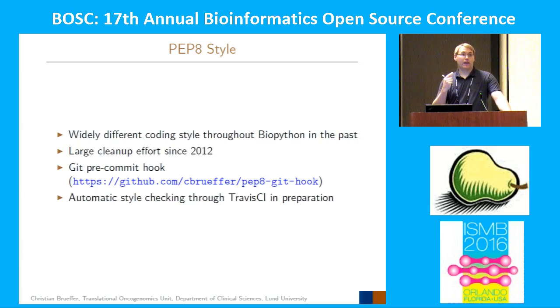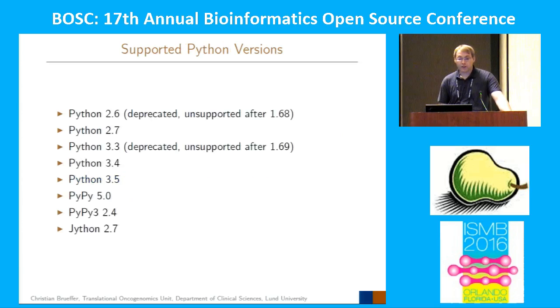We tried to introduce a pre-commit Git hook to check for new violations, which had the problem that everyone who actually commits has to install it locally. So if you don't opt in, then no one uses it. So we try to automate the style checking via Travis now, which will hopefully be enabled in the near future. So we can successively eliminate more and more style violations. The list of supported Python versions goes from Python 2.6 to Python 3.5, with the deprecations of 2.6 and 3.3, as mentioned. We also support PyPy and Jython.